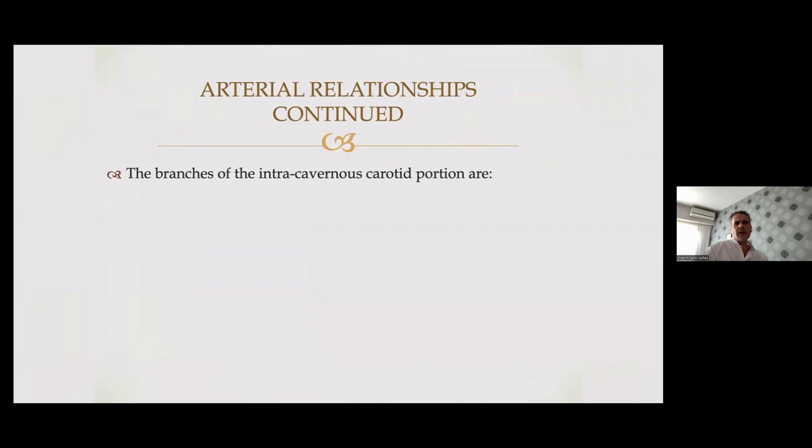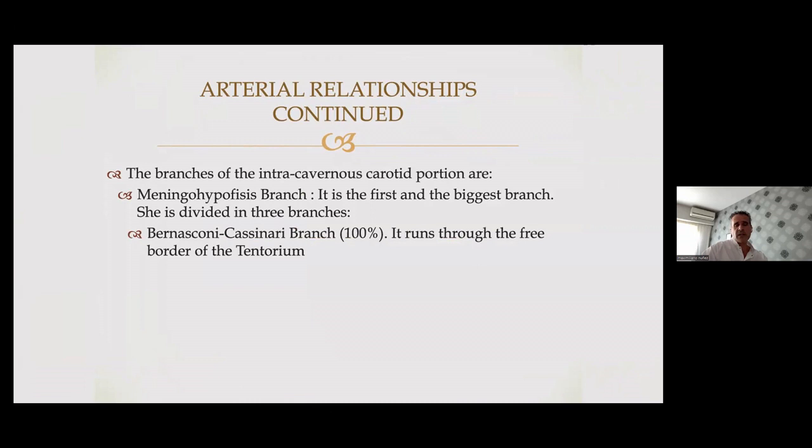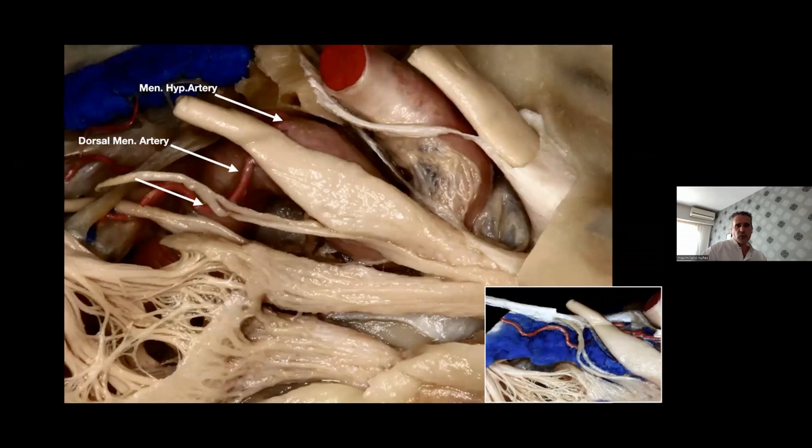Some relationships and branches of the intracavernous carotid: the meningohypophyseal branch is the first and the biggest branch. We can divide it into 3 branches. The tentorial artery of Bernasconi and Cassinari, in 100% of cases, runs free in the free border of the tentorium, then the inferior hypophyseal artery and the dorsal meningeal artery. Also the inferior artery of the cavernous sinus and the McConnell artery, very rare to find in one dissection for sure.